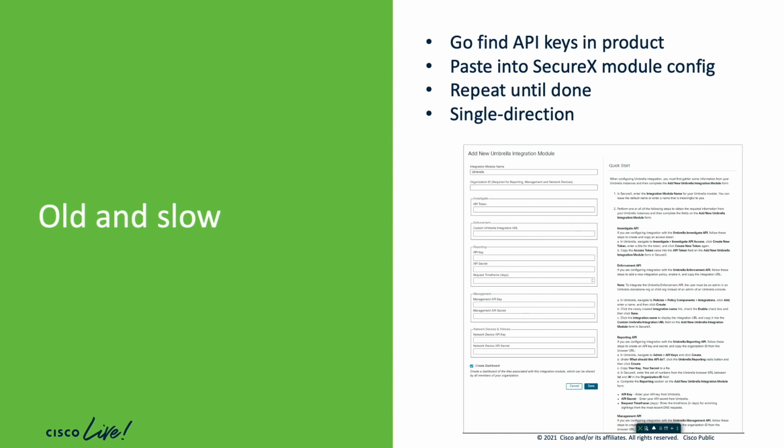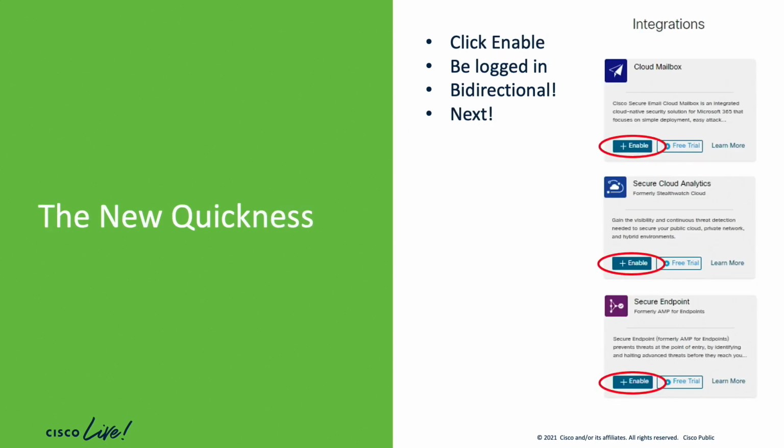And the other thing is these older-style modules are single direction, meaning we have an Umbrella API key and we can interact with Umbrella from SecureX, but Umbrella doesn't have a SecureX API key, right? So the communication is unidirectional. So now, using the one-click flow, which is really more than like 5 clicks, we just have an enable button.